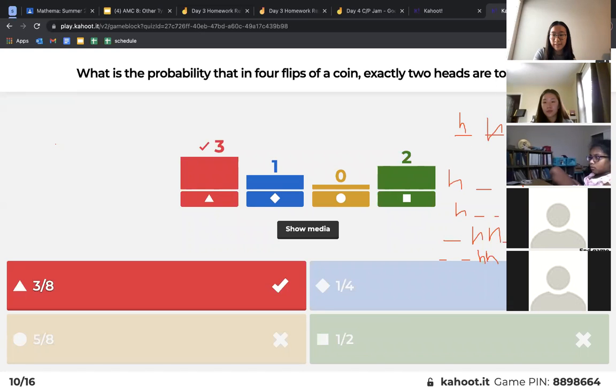So then, okay, that's kind of messy, but you can see there's 6 total possibilities. And with 4 flips of a coin, that's going to be 2 to the 4th total outcomes. So that's 16. And then if you simplify that, you get 3/8.